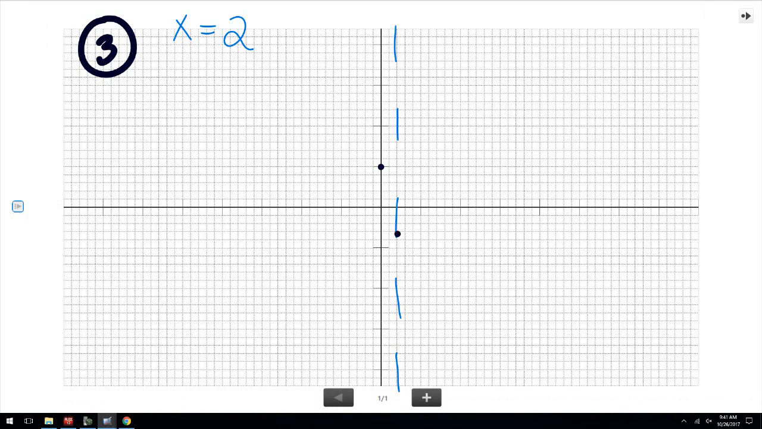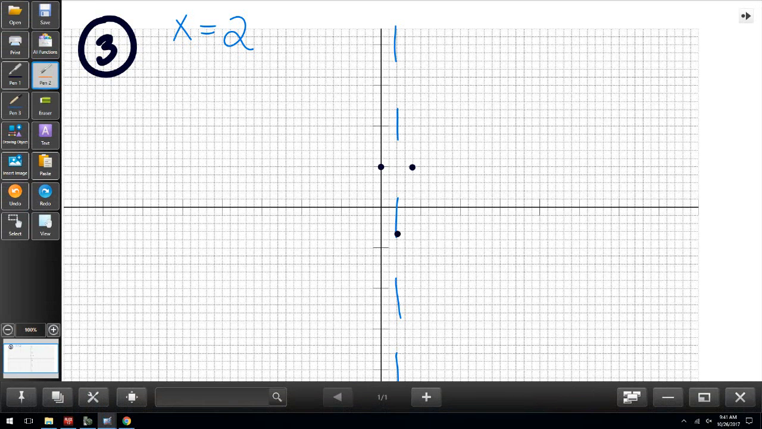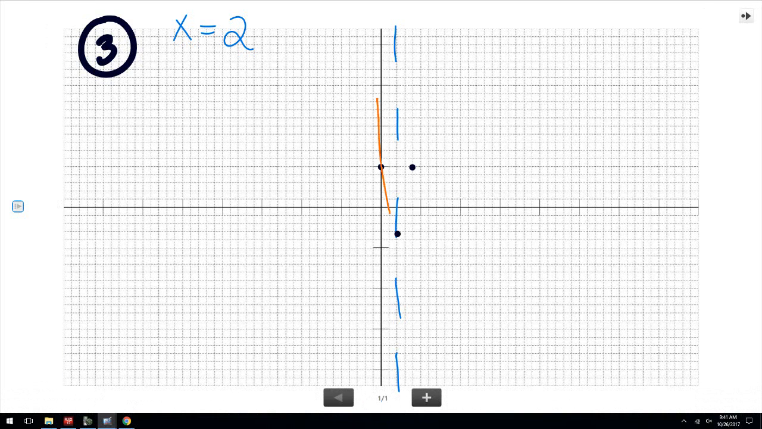Alright, how many places away from the axis of symmetry is that dot? You count on your paper. It's easier to see on your paper. 2. So I'm going to go 2 on the other side. It's got to be symmetrical. Same on both sides. Alright, and then that's your parabola. Make it look like a U, not a V. Put your arrows on the end, and that's it.